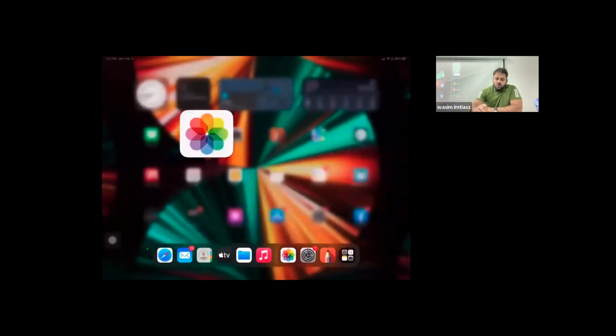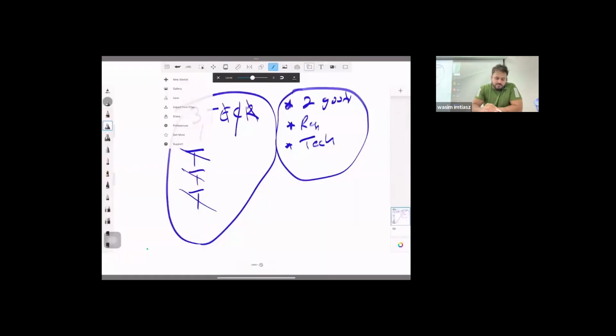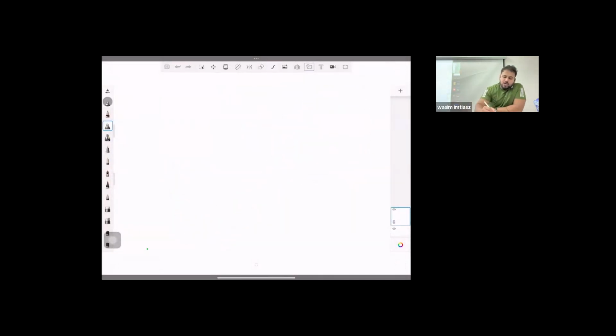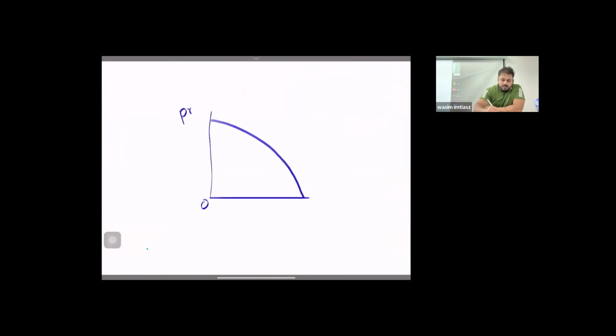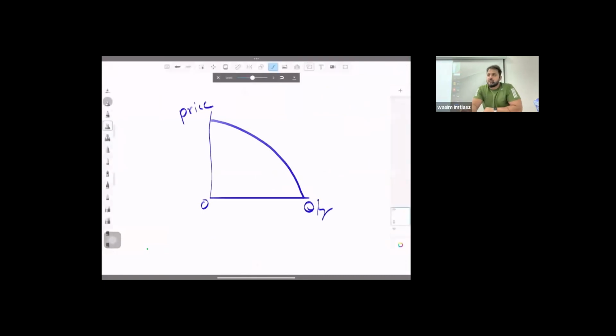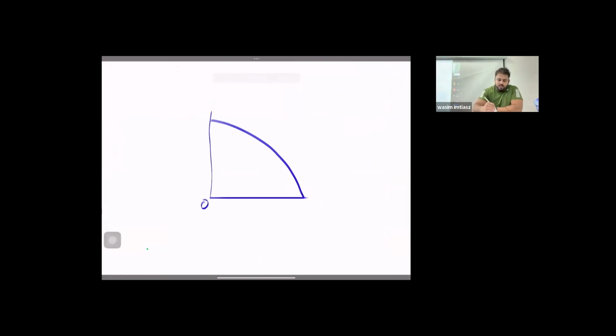Now, when it comes to PPC, you can make mistakes such as when you draw the PPC. Commonly most of the students make these mistakes. Is that correct? What should it be, guys? Capital goods or consumer goods. So when you're writing, you have to write either capital goods and consumer goods. That's the first mistake.